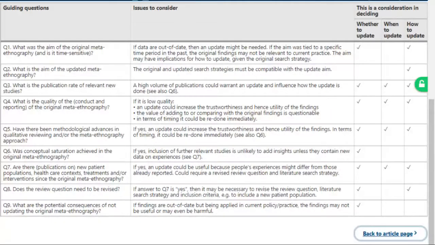And here is a very useful table from that article by France. It gets us to ask some guiding questions like the aim of the original meta-ethnography. Have there been advances in methods? Was conceptual saturation reached? Are there any areas not covered by the original review that are now covered by studies that have appeared, by new incident studies?